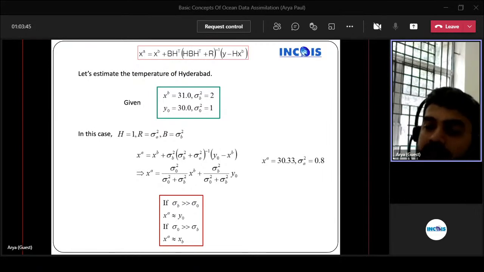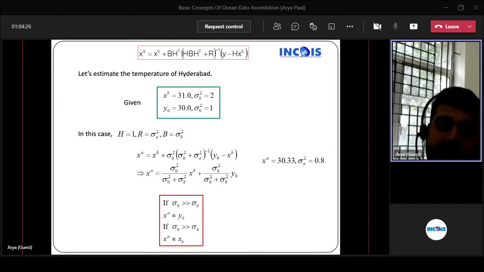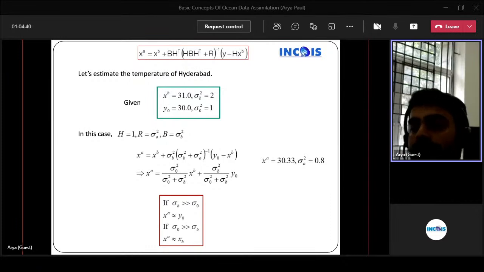If it's the other way around, if you say that whatever you have observed, you observed with a very faulty instrument, there is a large error associated with the observation, and comparatively a much smaller error associated with the model, then the data assimilation system will rely more on the model predictions than the observations, and the analysis will be very close to your model. So these two error covariances act as weights, okay? Weights on how to bring the analysis either closer to the observation or closer to the model. So it's very important to correctly estimate these error covariances.